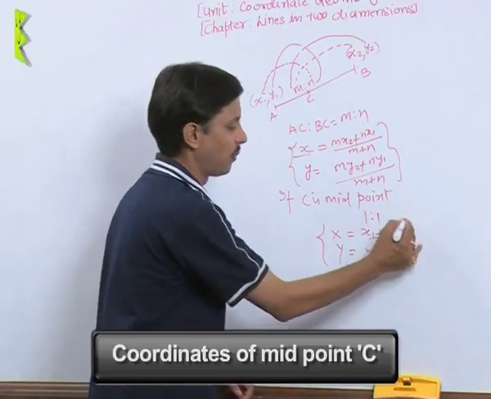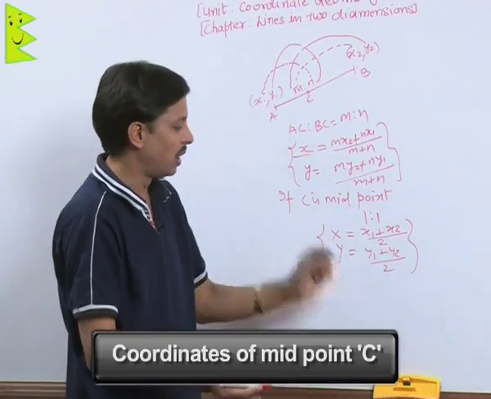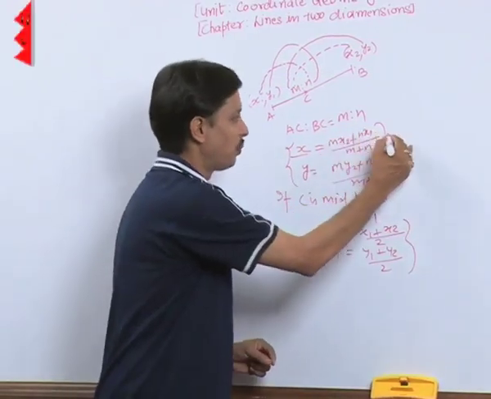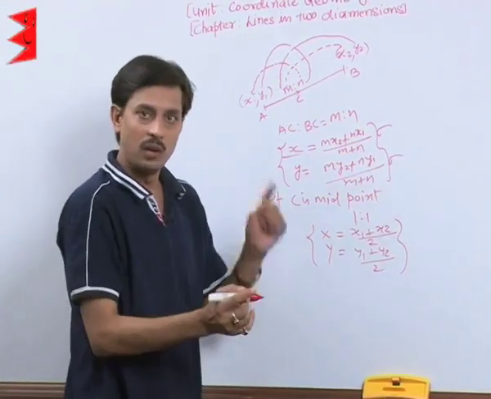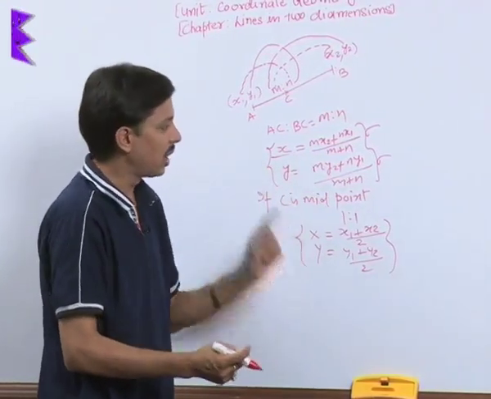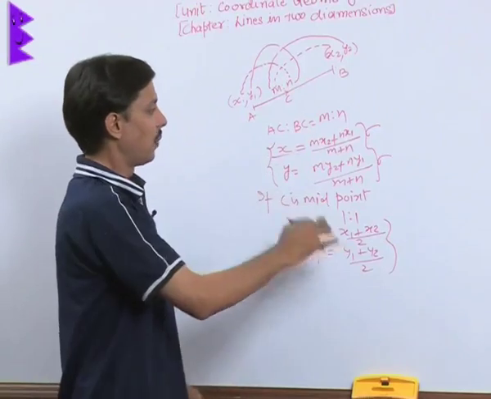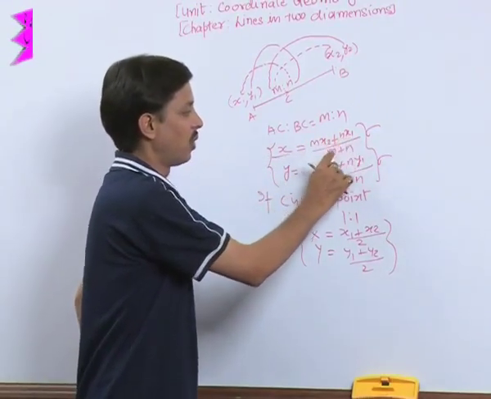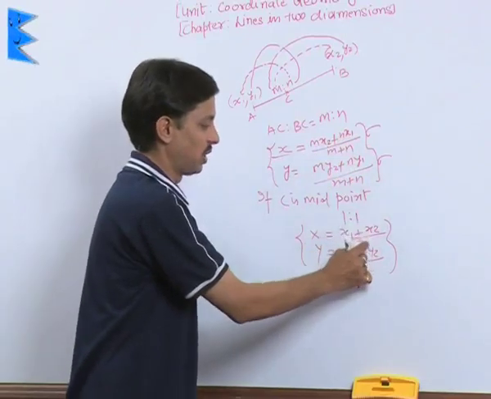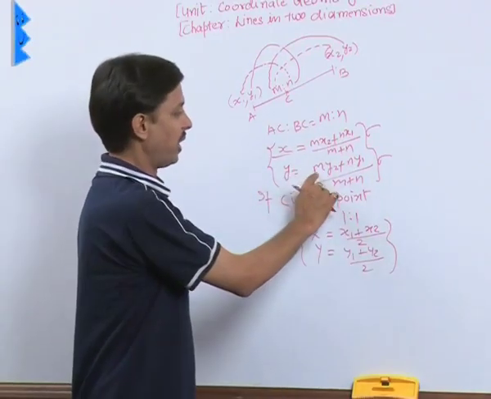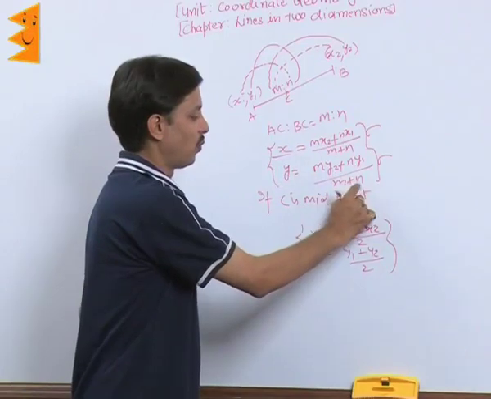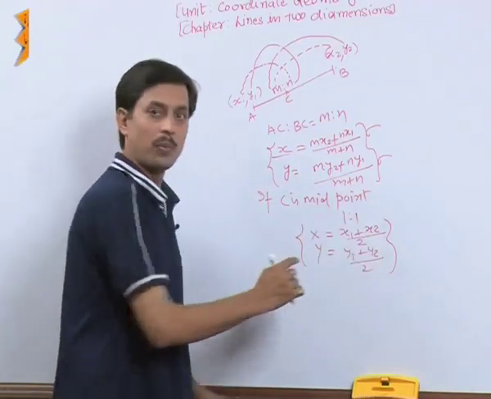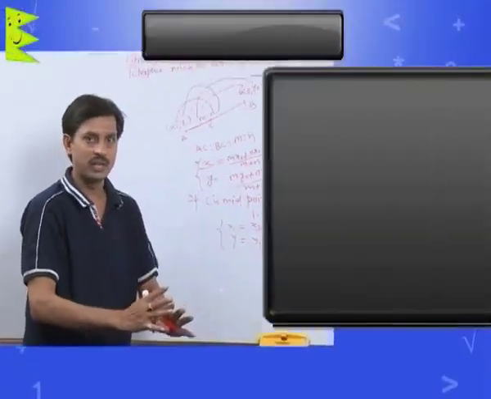This is the formula for finding the coordinates of the midpoint, because in place of m and n, you can put 1 and 1. If I put 1 here, 1 into x2 plus 1 into x1 upon 1 plus 1, that is x1 plus x2 upon 2. 1 into y2 plus 1 into y1 upon 1 plus 1, that is y1 plus y2 upon 2. So what is the section formula?